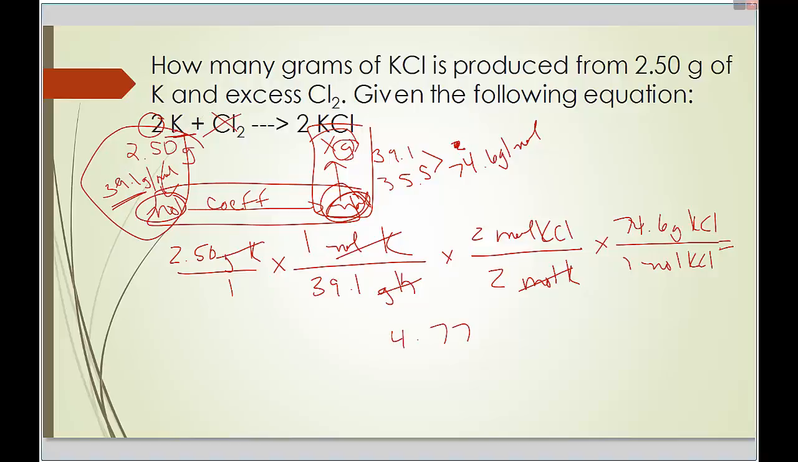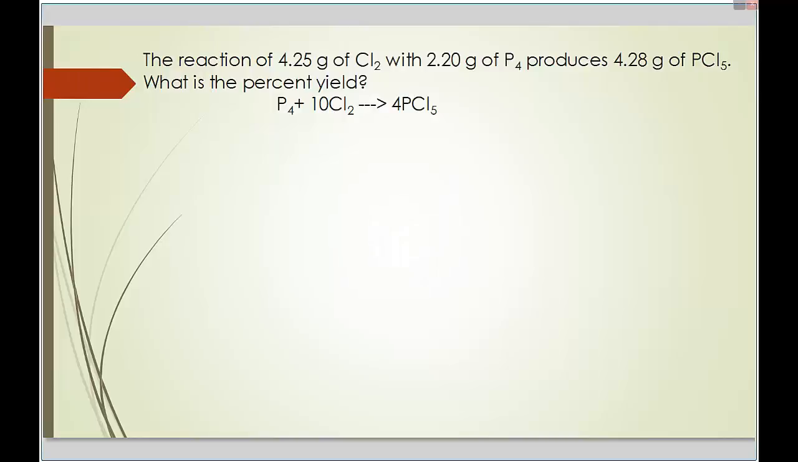We're going to do one more problem where we try to determine the limiting reagent now. The reaction of 4.25 grams of chlorine and 2.20 grams of phosphorus produces 4.28 grams of PCl5. What's the percent yield? Well, they're giving you the answer here. This is the actual. So what they want you to do is figure out the theoretical yield and figure out how much percentage they got out of what they should have gotten.